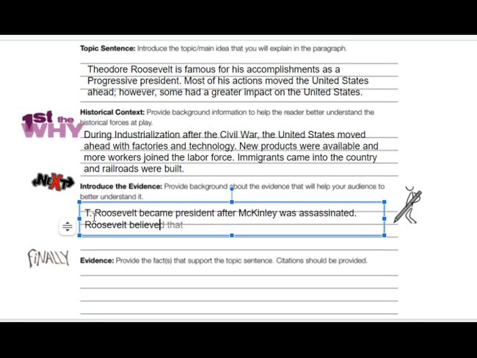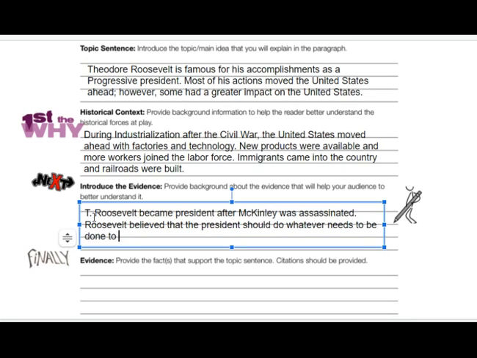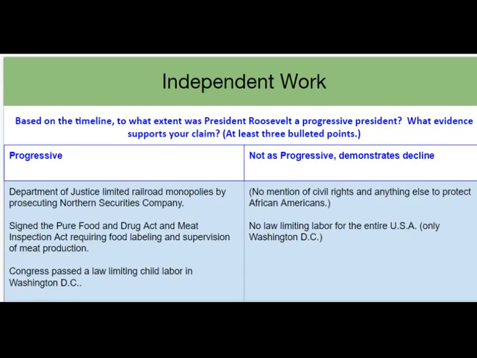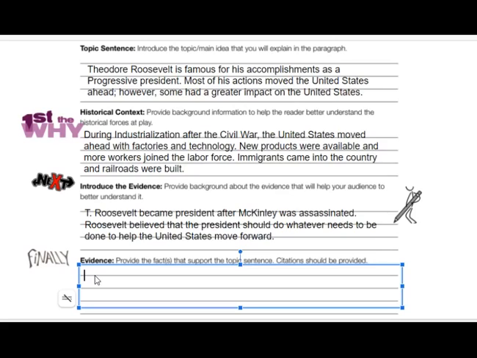Roosevelt believed that the president should do whatever needs to be done to help the United States move forward. I like that auto suggest. Now, what's my evidence for that? Remember the T-chart going back? I'm going to go back so I don't have to read through all my sources, although I might want to go back to my source, but here's my first place I'm going to start with: this T-chart for the timeline.